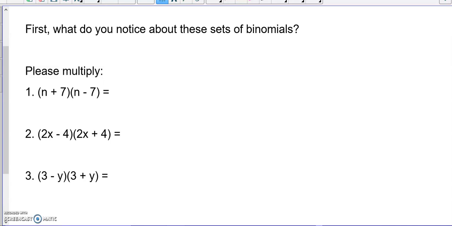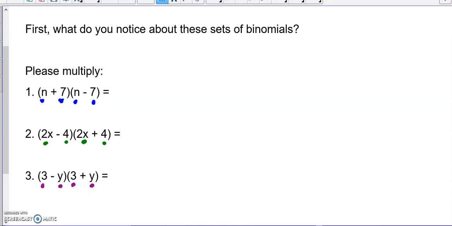If you paused it, what I notice is that my first term and my second term in each binomial is the same. So I have an n and an n as my first terms, and a 7 and a 7 as my last terms. In my next one, I have a 2x and a 2x, and a 4 and a 4, right? In my last one, I have a 3 and a y, and a 3 and a y.